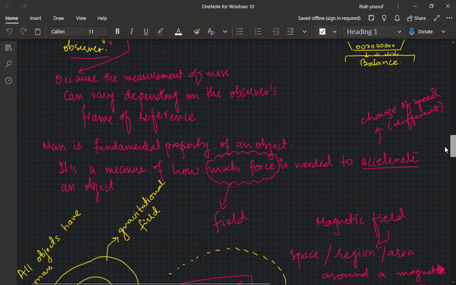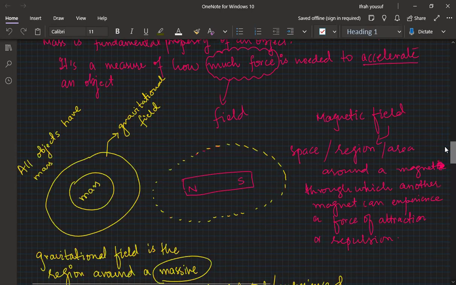Then we discussed the fields, which are also related to force. We discussed the magnetic field, because normally we understand how a magnet looks. The region and the space around any magnet is called a magnetic field, where another magnet can experience a force of attraction or repulsion.